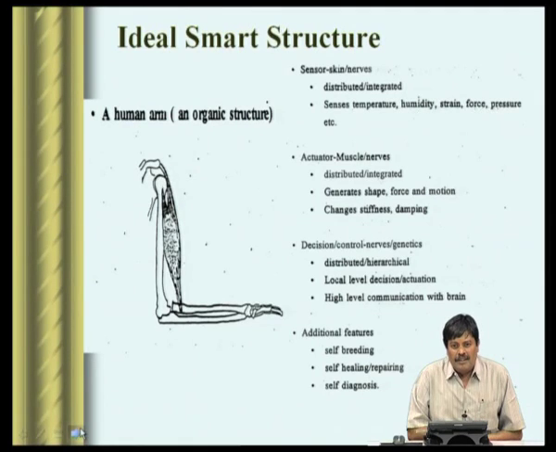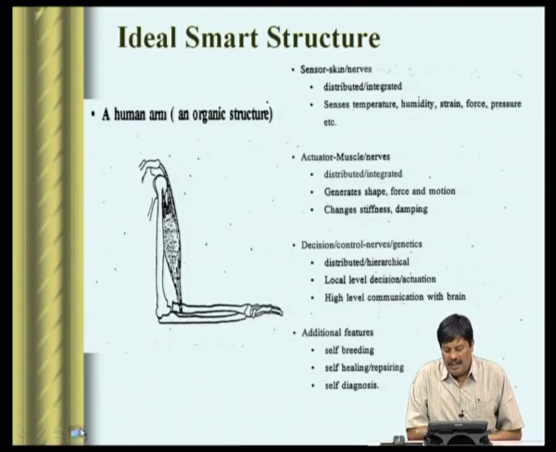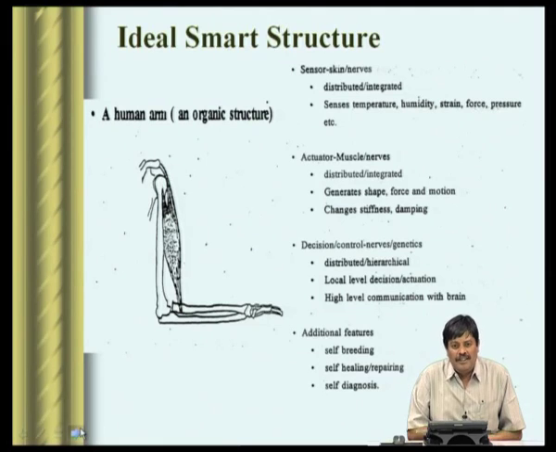The arm has muscles or nerves which act like an actuator. Again here the actuator is distributed and integrated, and it generates the shape, force and motion that is needed for the circumstances, and it can change the stiffness and damping levels. So, our muscles become a true actuator, and the decision and control system which we have in the smart structures is essentially controlled by the brain, having a high level of hierarchical and distributed decision making process. Local level decision can be made by actuation, and the high level of communications is done through neurons.